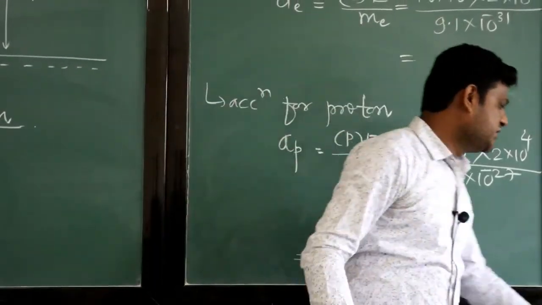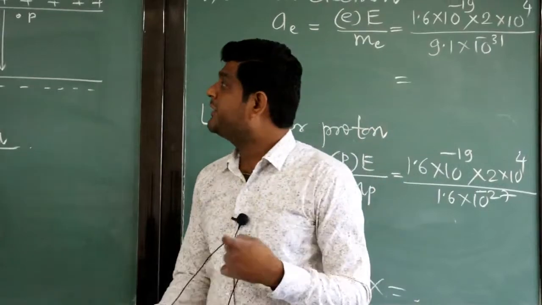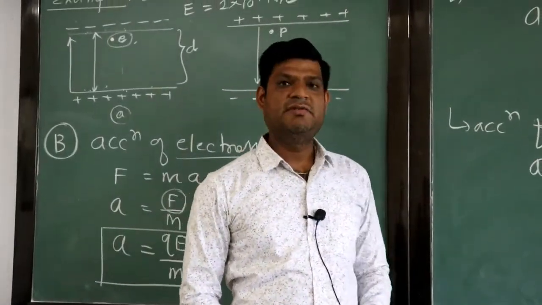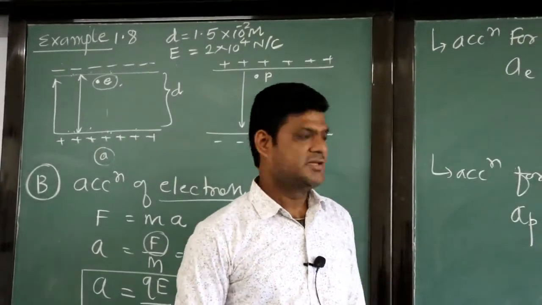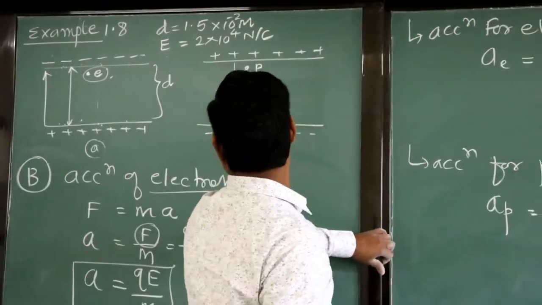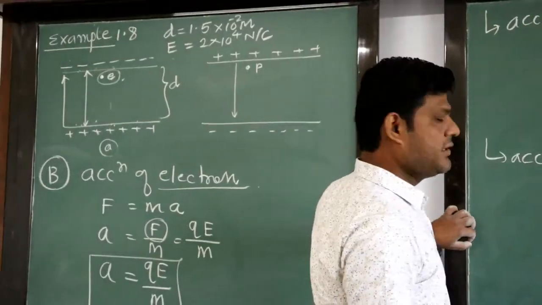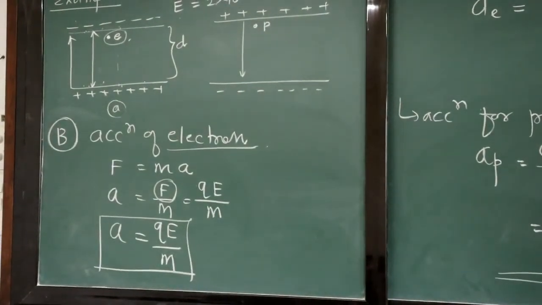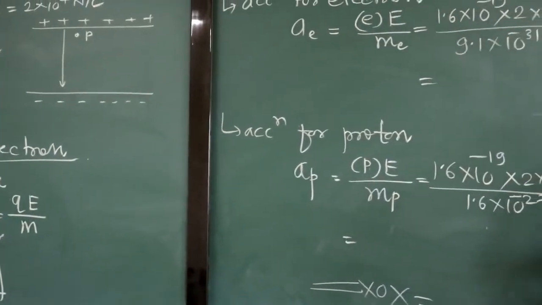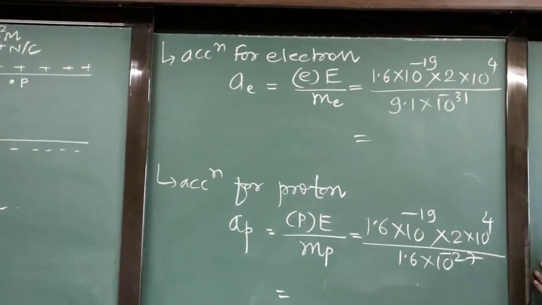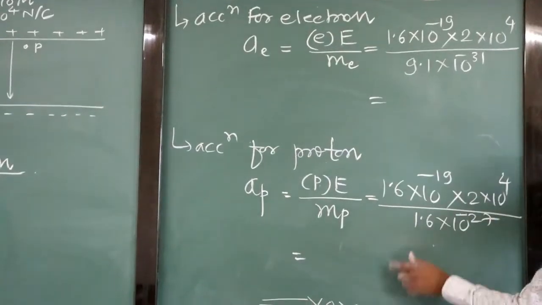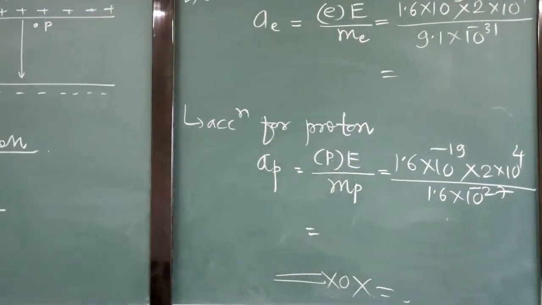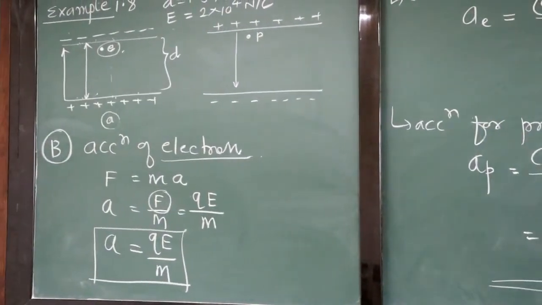So in this way we completed example number 1.8. In the next video we will see the next numericals. You just take the screenshot of this numerical. This is homework for you: calculate the values of the acceleration of the electron and the acceleration of the proton.